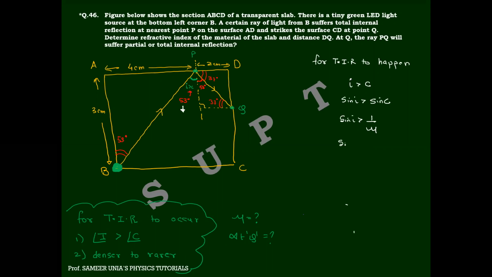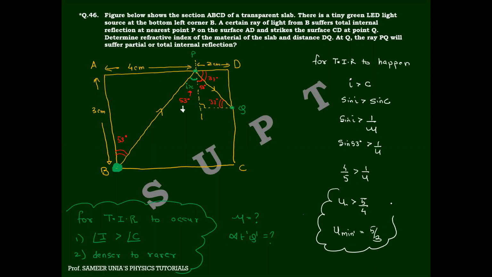So can I say sine 53 should be greater than 1 upon mu? That is 4 by 5 should be greater than 1 upon mu. So mu should be greater than what? 5 by 4? Hello? बोलो. हेलो, मतलब मिनिमम म्यू कितना होना मांगता है? 5/4. ये समझा आप लोग को? हेलो, यस और नो? Yes, sir. म्यू मिल गया अभी, म्यू मिल गया.